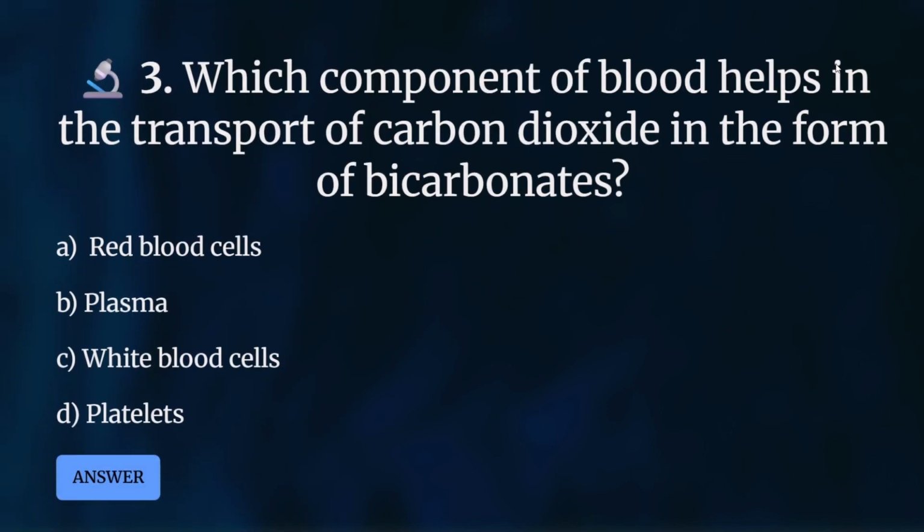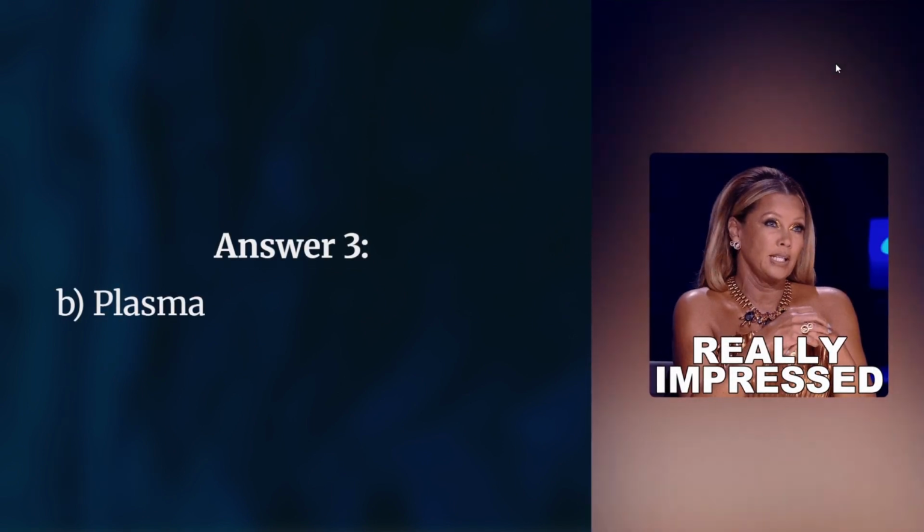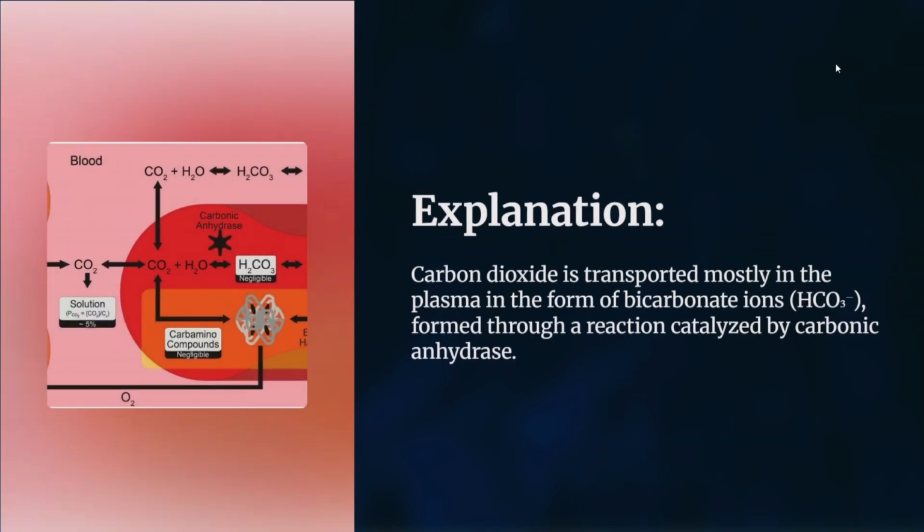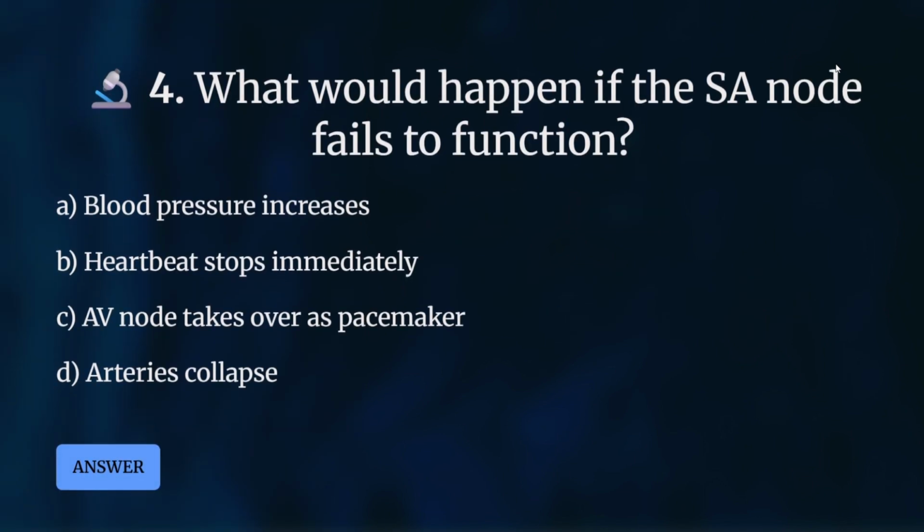Question number 3. Which component of blood helps in the transport of carbon dioxide in the form of bicarbonates? Is it red blood cells? Is it plasma? Is it white blood cells? Or is it platelets? And the correct answer is plasma. Carbon dioxide is transported mostly in the plasma in the form of bicarbonate ions formed through a reaction catalyzed by carbonic anhydrase.